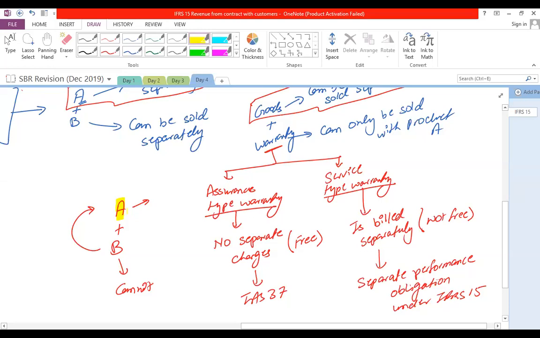So when A is separate from B, this means B is also separate from A. So by default, that becomes a distinct. We are calling A to be a distinct, which means it is a separate obligation. Then automatically B would also become a distinct.